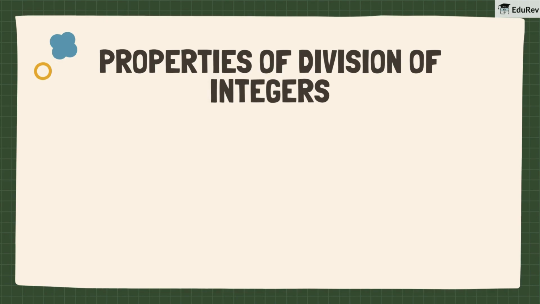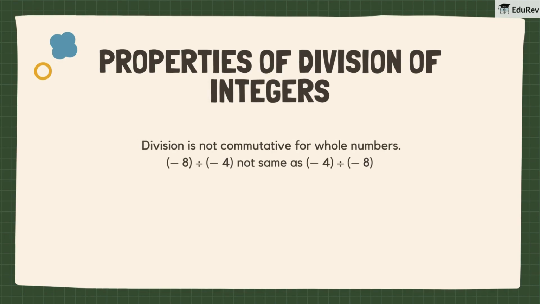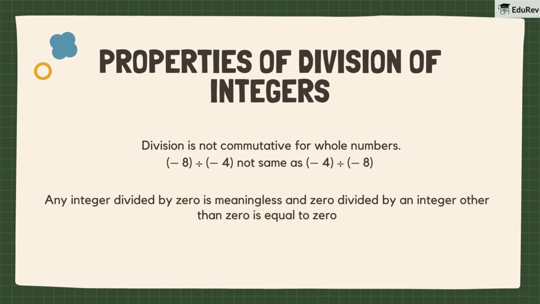Division has its own set of rules. Division is not commutative for whole numbers. -8 divided by -4 is not same as -4 divided by -8. Any integer divided by 0 is meaningless, and 0 divided by an integer other than 0 is equal to 0. Any integer divided by 1 gives the same integer.